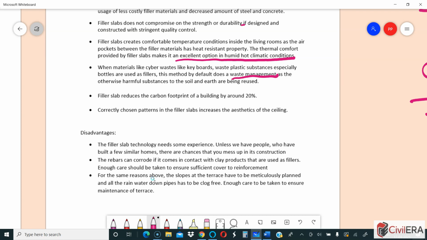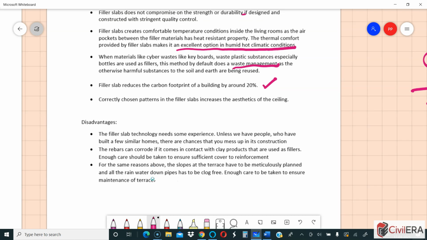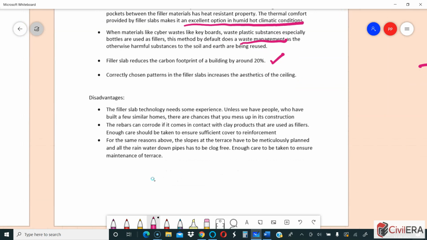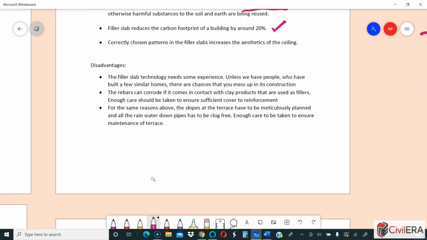It's a positive point. It reduces the carbon footprint. Correctly chosen patterns in the filler slab increase the aesthetics of the ceiling. Now, there are some disadvantages if you don't execute this very clearly and correctly. The filler slab technology needs some experience. Unless we have people who have built a few similar homes, there are chances that you mess up in its construction. The rebars can corrode if they come in contact with clay products that are used as fillers. So these are all things that you need to pay attention to.